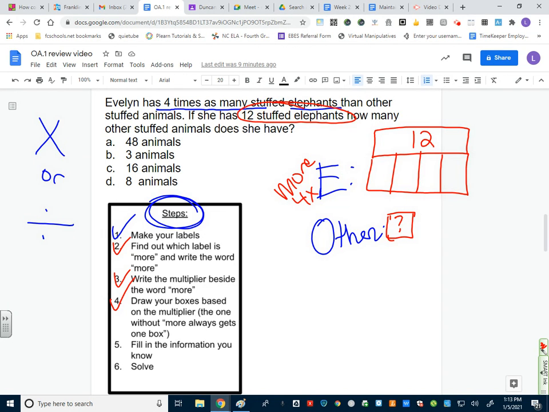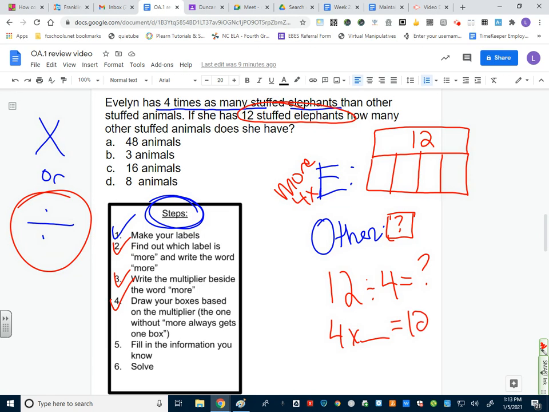So again, this was a division question. 12 divided into 4 equal groups equals what? So if you're not sure what 12 divided by 4 is, you can think about what times 4 gets you up to 12. And that is going to be 3. And we can plug it back into our bar model to check. 3, 6, 9, 12. Perfect. We got it. Evelyn has 3 other stuffed animals.